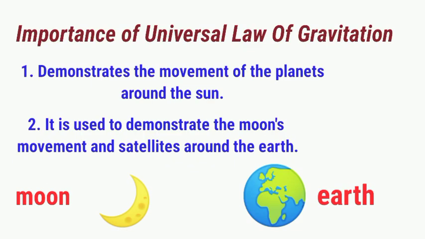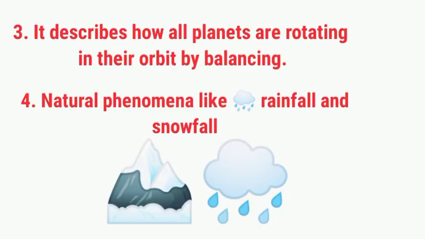Let's understand some importance of the Universal Law of Gravitation. The Universal Law of Gravitation plays a major role in physics. It demonstrates the movement of the planets around the Sun. It is used to demonstrate the Moon's movement and satellites around the Earth. It describes how all the planets are rotating in their orbit by balancing.